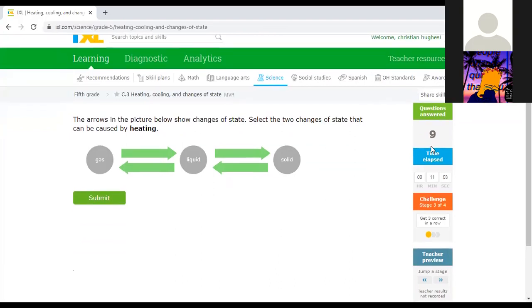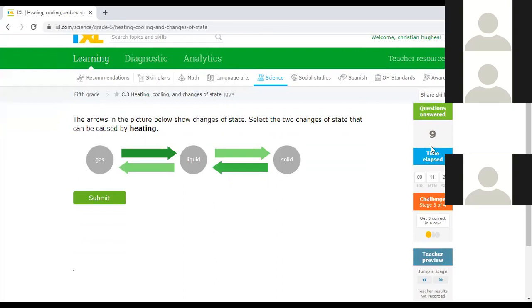So anime girl with dots, which 2 arrows represent heating? And you have to unmute so I can hear your voice, so I know who you are, so I can mark you present. That's Nikita. Okay, well, I don't know that. Gas to liquid and solid to gas. Gas to liquid, and you said solid to gas?